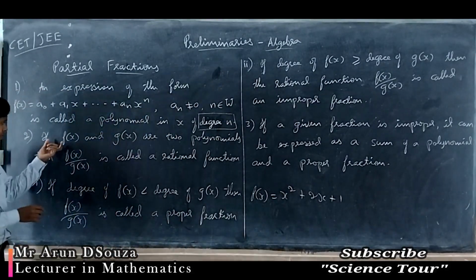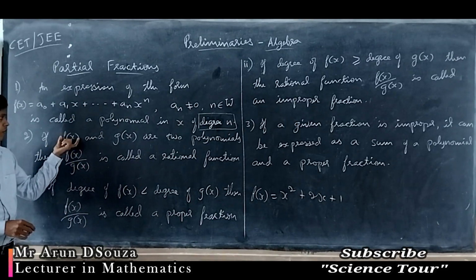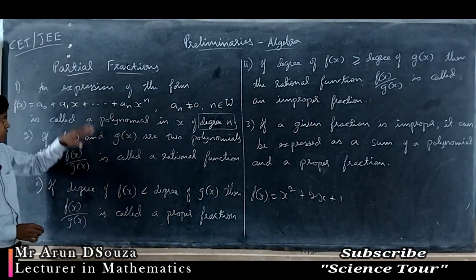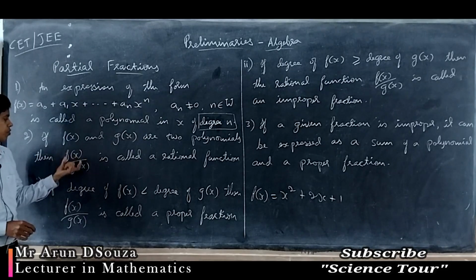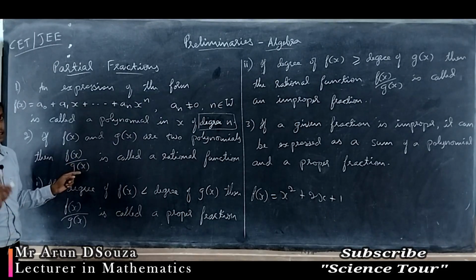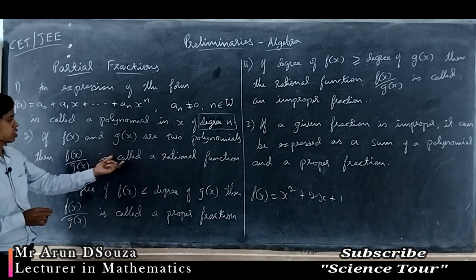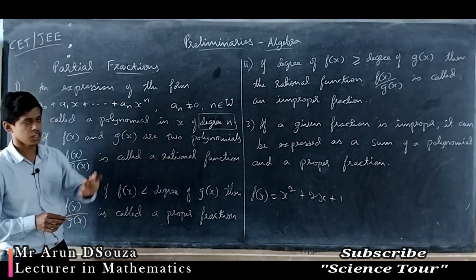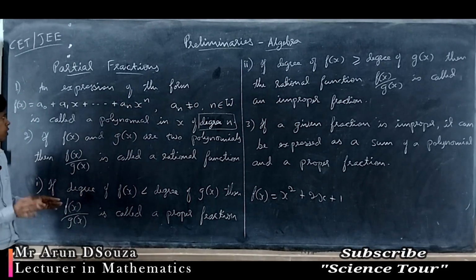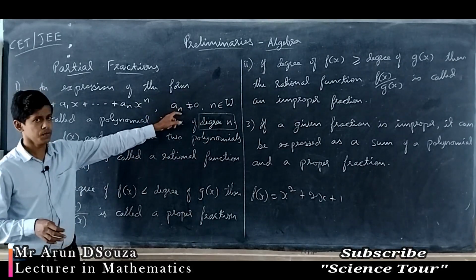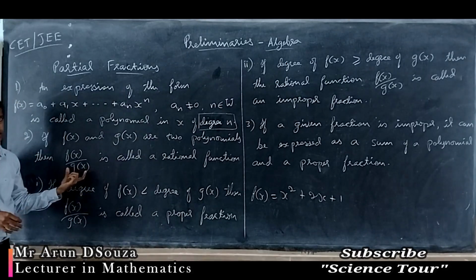So remember that. Now anything of the form f of x by g of x, where f of x and g of x are polynomials, so that must satisfy this condition. It must be a polynomial. And anything of the type f of x by g of x, where g of x is not equal to 0, that condition is also there, is called a rational function. So that is fulfilled here. A n is not equal to 0.